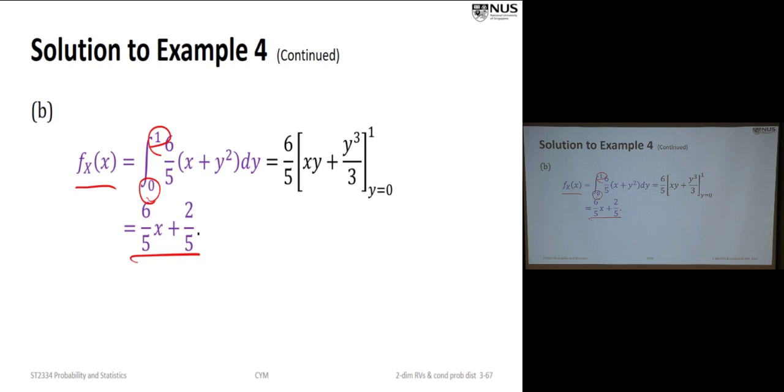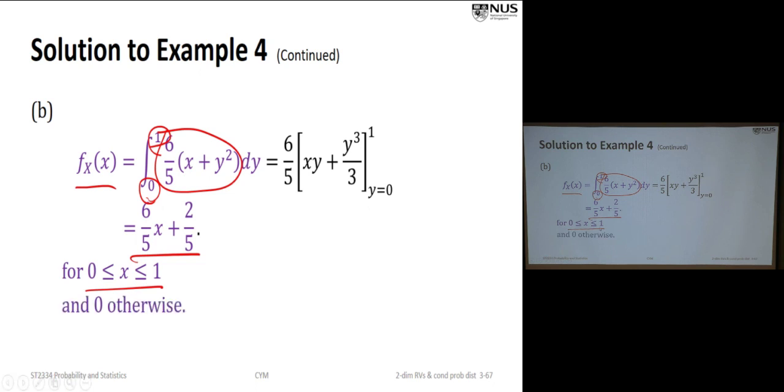Why? Because when we substitute this part, we are assuming that x is between 0 and 1. All right, x has to be between 0 and 1. In fact, y also has to be between 0 and 1, but we have already taken care of that here. So it's valid for x between 0 and 1. Then the next thing, how about outside this range, 0, 1? What is the PDF of x? What is f of x if x is outside this range?